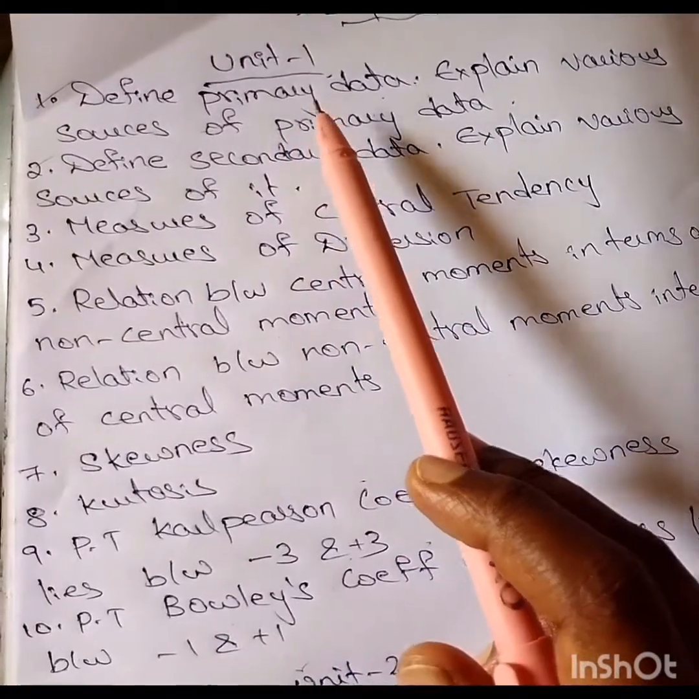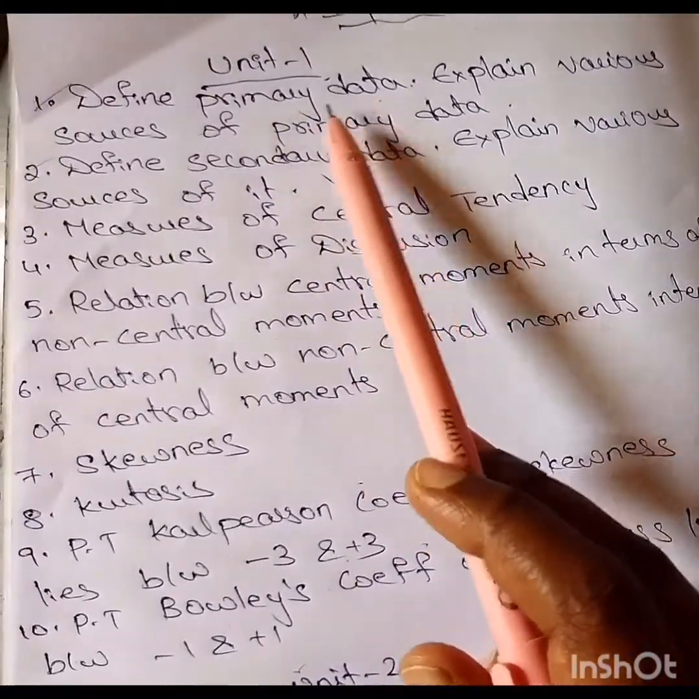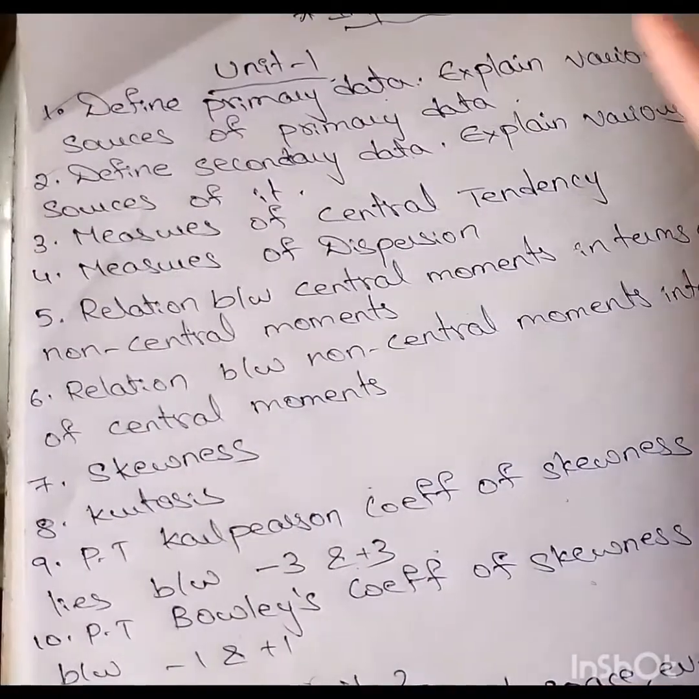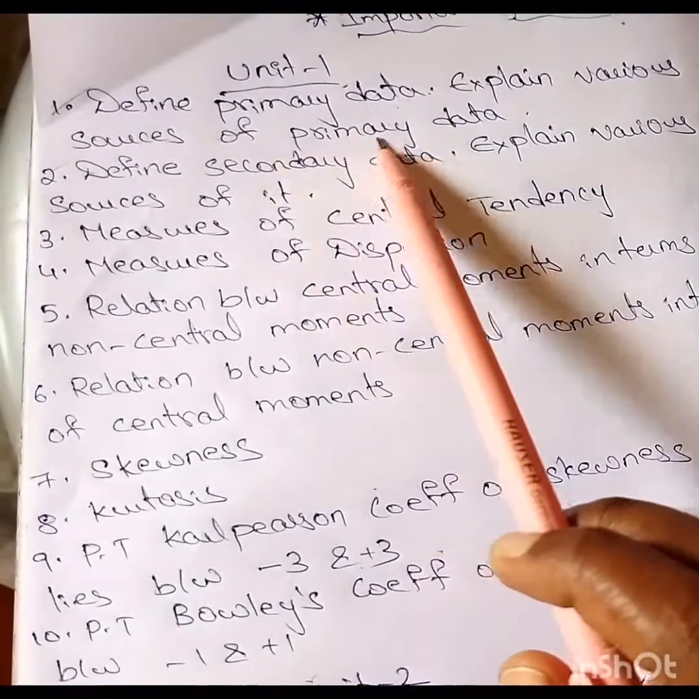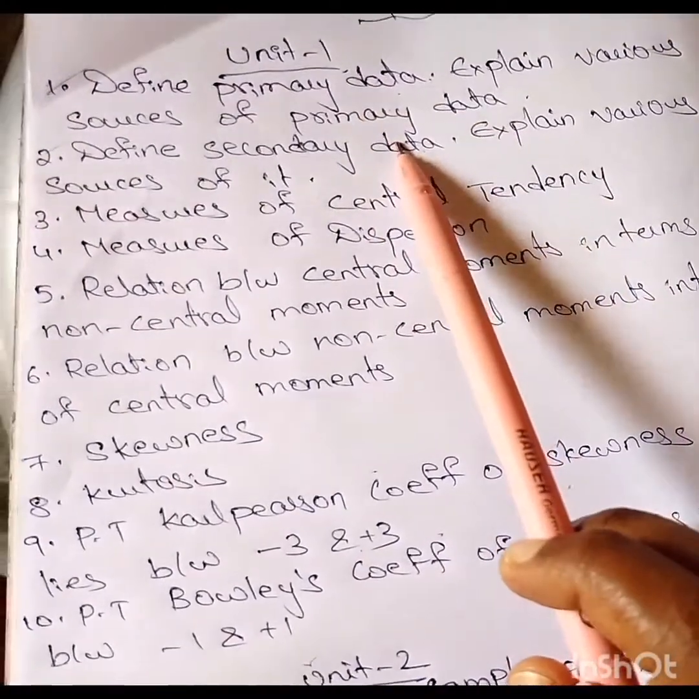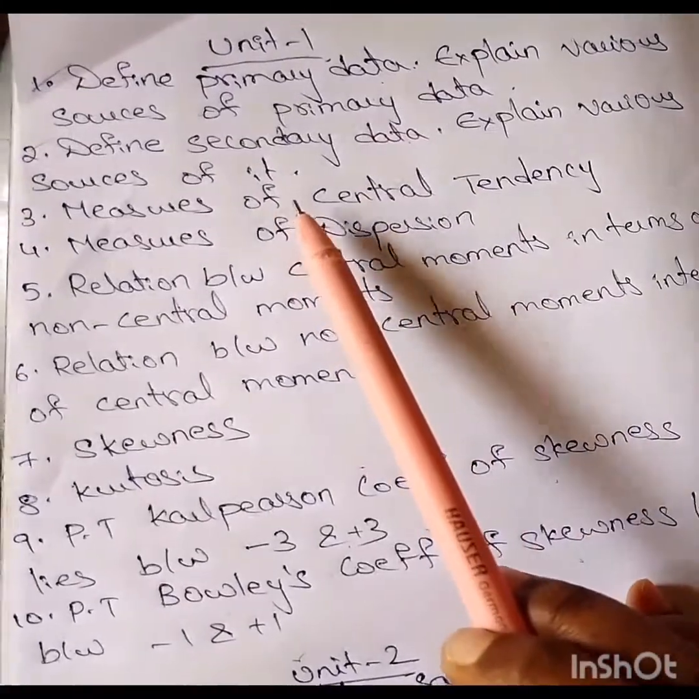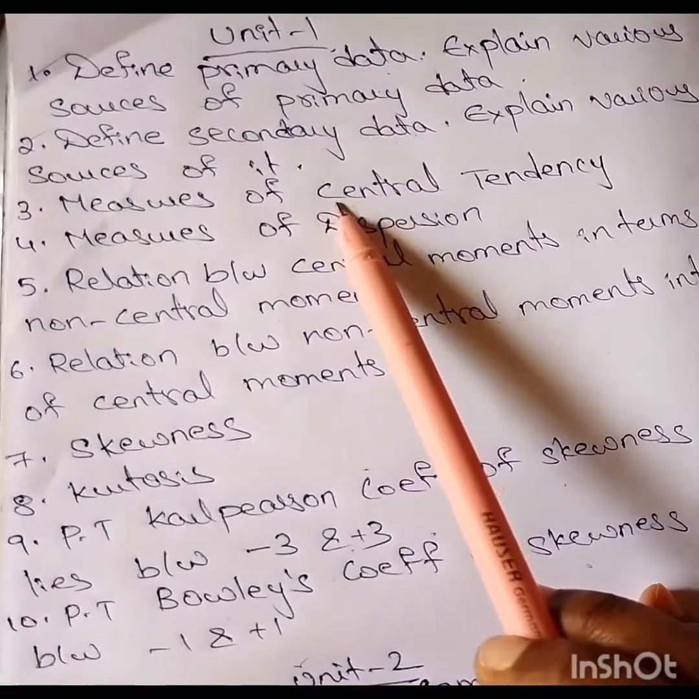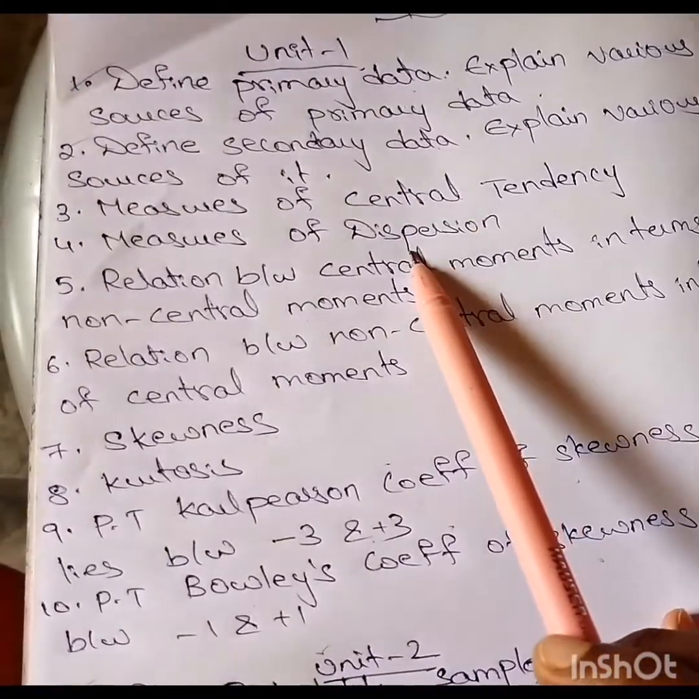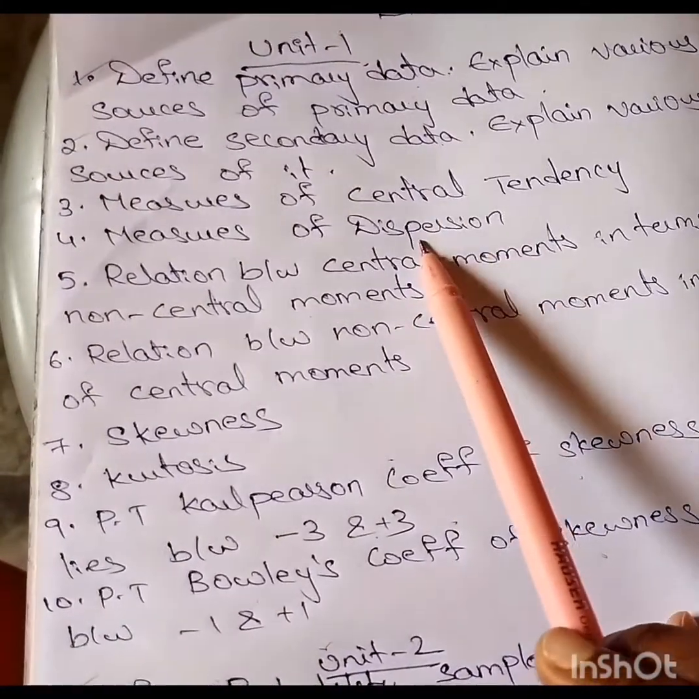So if it is for short answer, just a definition, example and some types, the sources of primary data is enough. Just headings are enough. So these two you may get for short or long. Next we are having measures of central tendency and measures of dispersion. So this also you can expect for long answer.